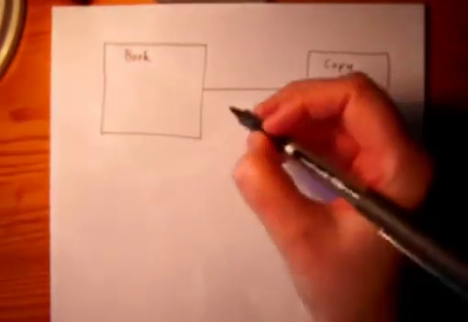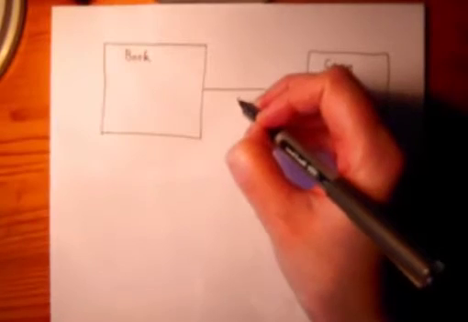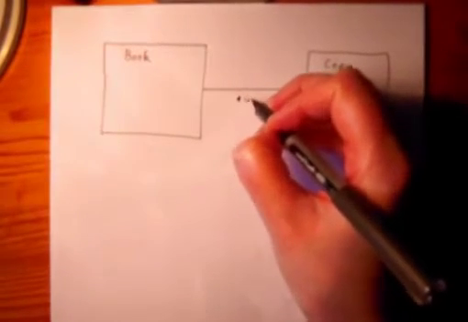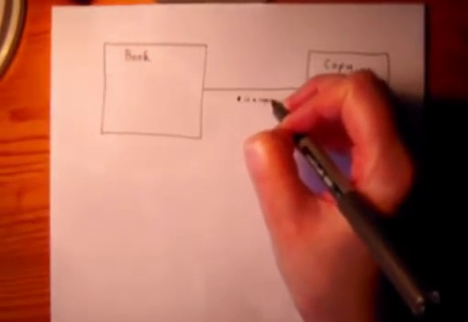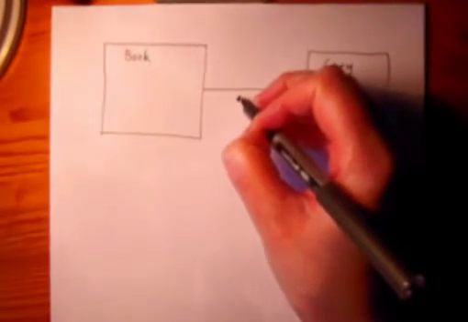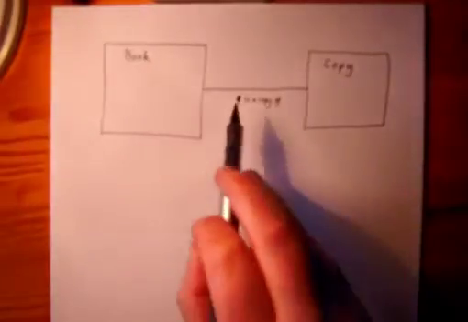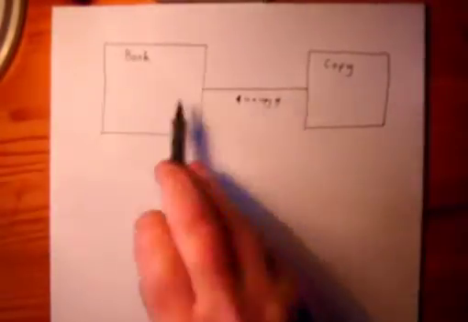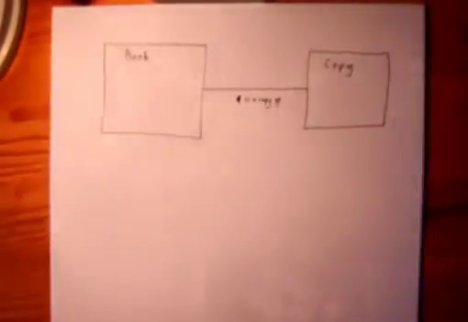We could give the association a name, like "is a copy of". In this case it doesn't really add very much because it's kind of obvious. That little triangle there, by the way, is just saying read this association name in that direction, because by default we'd read from left to right.